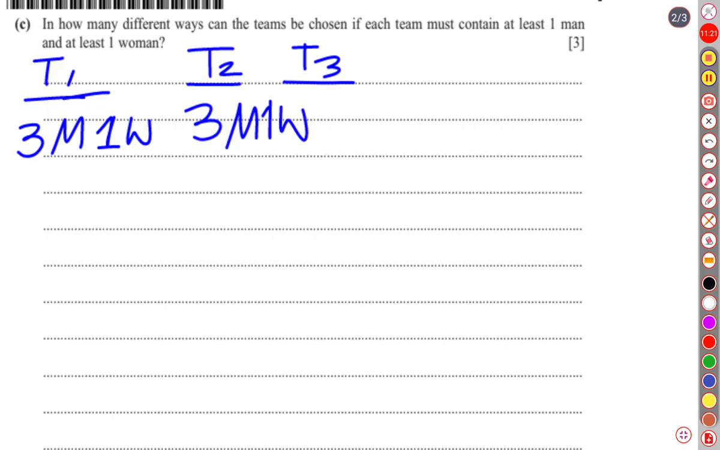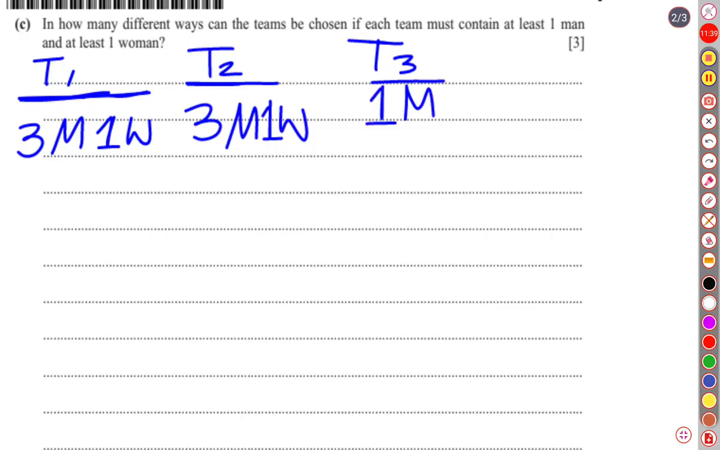Then for the third team, let us see how many are left. Total there were 7 men. Out of 7 men, 3 plus 3, 6 men have already gone, so only 1 man remains. And out of 5 women, 1 plus 1, 2 went away, so there are 3 women. So this is the first case.